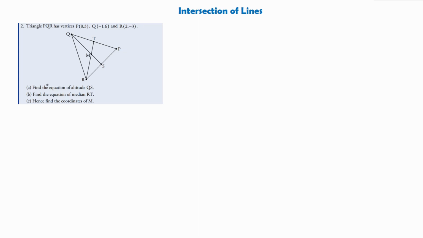Now our first question, question A, asks us to find the equation of the altitude QS. So we'll do that first. Remember, the altitude goes from a point on the line RP, in our case it's S, and it goes perpendicular straight up and meets Q. Then we want to find the equation of the median RT. The median RT goes from one vertex, R, to the midpoint of the line opposite it, in this case PR, meeting at the point T. And we're told, hence, find the coordinates of M, which is the point of intersection of the lines RT and SQ.